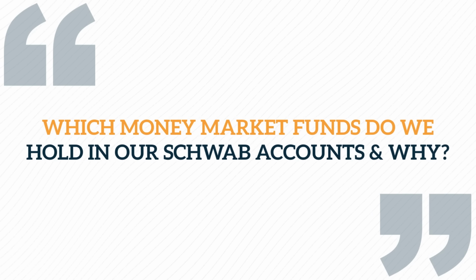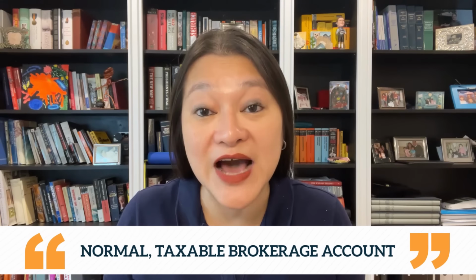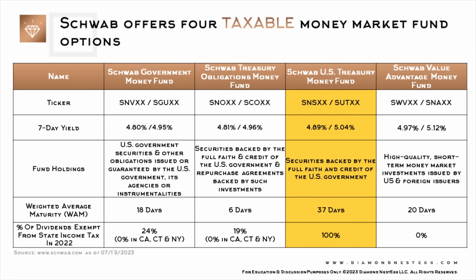Let's talk briefly now about the money market funds that we do hold in our Schwab accounts and why. In our normal taxable brokerage account with Schwab, we park our uninvested cash in Schwab's U.S. Treasury Money Fund, SNSXX, because, well, we don't have $1 million plus of uninvested cash to park in SUTXX. On a serious note, the reason we like SNSXX for ourselves is that it has the highest yield amongst Schwab's government and Treasury money market funds.